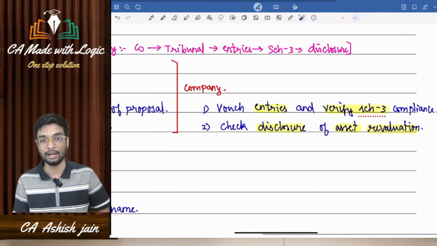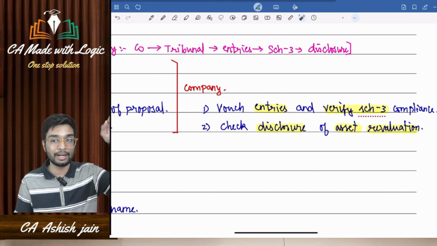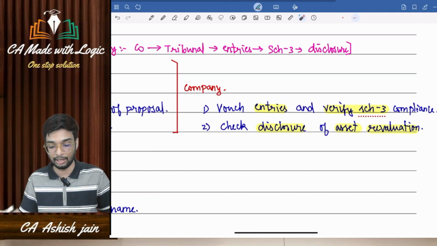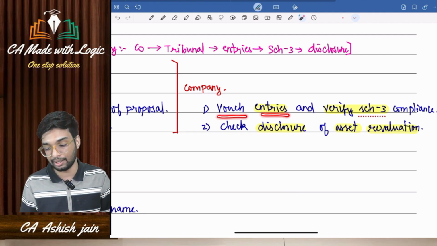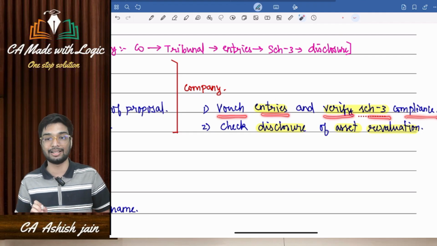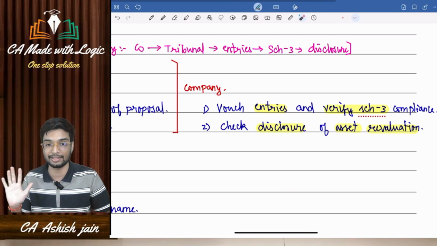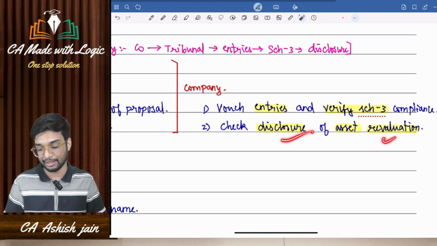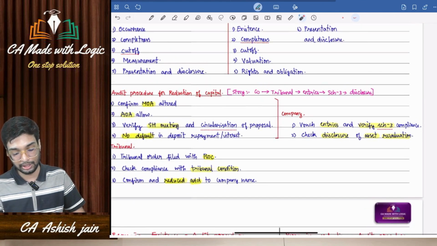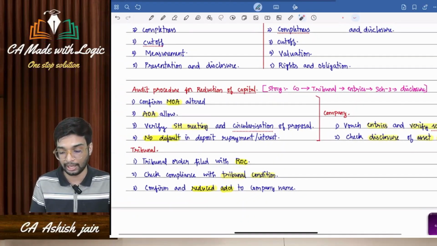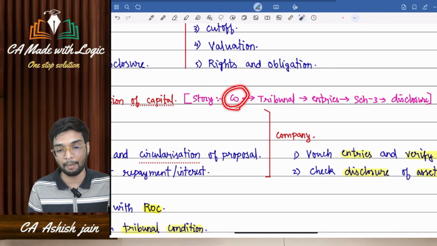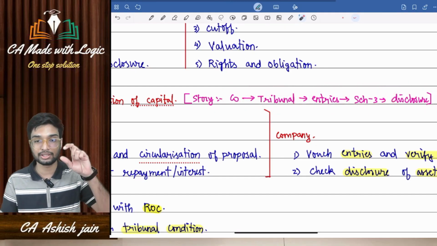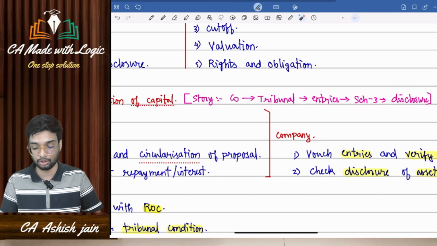Then just imagine the capital has been reduced from 1 lakh to 60,000. Something would have been debited and something credited. So the auditor will vouch the entries and verify the Schedule 3 compliances, whether all the Schedule 3 compliances have been done or not. Then comes checking disclosure of asset revaluation. So these are all the points the auditor has to take care of. The short story over here is company, tribunal, entries, Schedule 3 and disclosure. This is the short memory story related to this point.